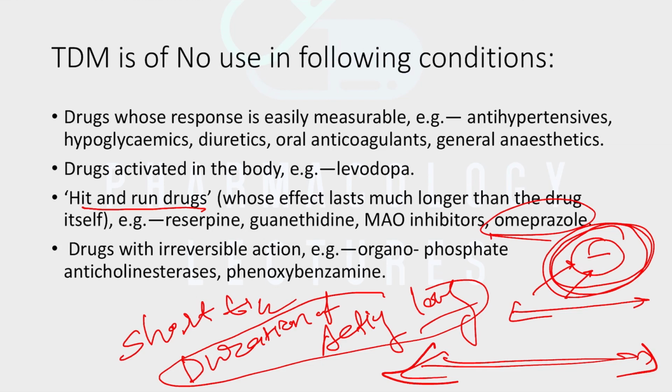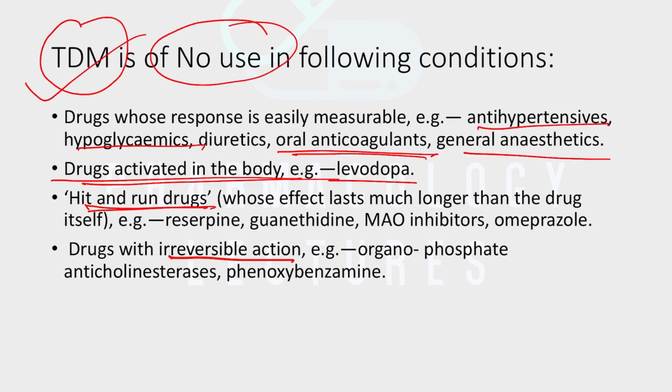So this is how these hit and run drugs work, and therapeutic drug monitoring is of no use because you won't be able to find the drug in the body, but there would still be a response. So it produces false perceptions, and that is why TDM is of no use here. So in easily measurable conditions, in hit and run drug cases, and in cases of prodrugs, therapeutic drug monitoring is of no use.